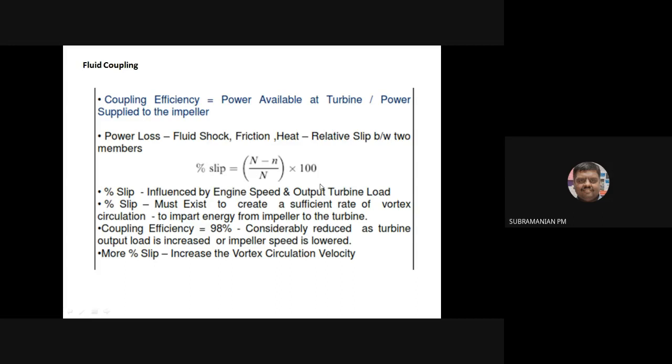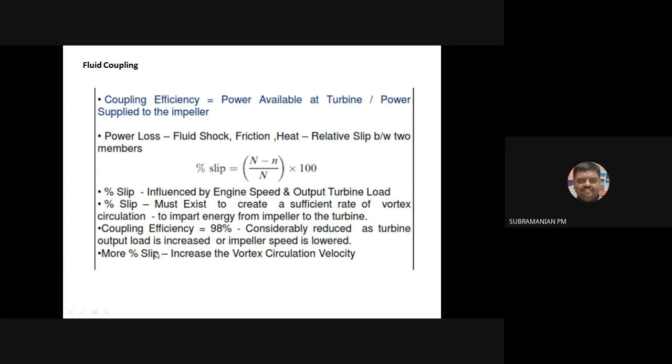How to find the slip. Percentage slip will be capital N minus small n divided by capital N multiplied by 100. Capital N stands for impeller speed and small n stands for turbine speed. So it is with respect to a ratio, that is, the reference will be my impeller speed. So you can see the speed difference. Capital N minus small n will be the slip, and with reference to my impeller speed, that will be termed slip ratio. If I multiply by 100, it can be termed percentage slip.